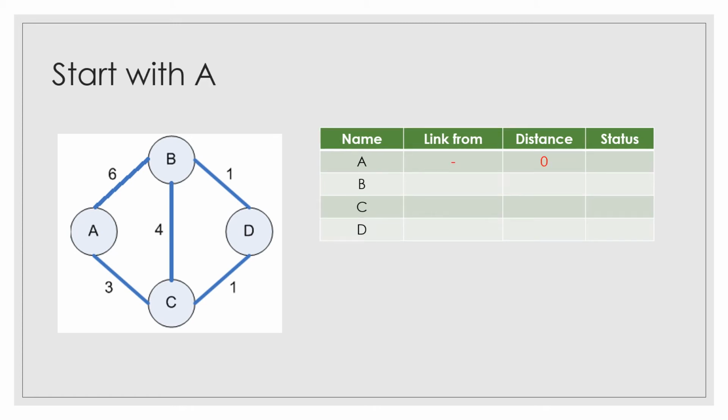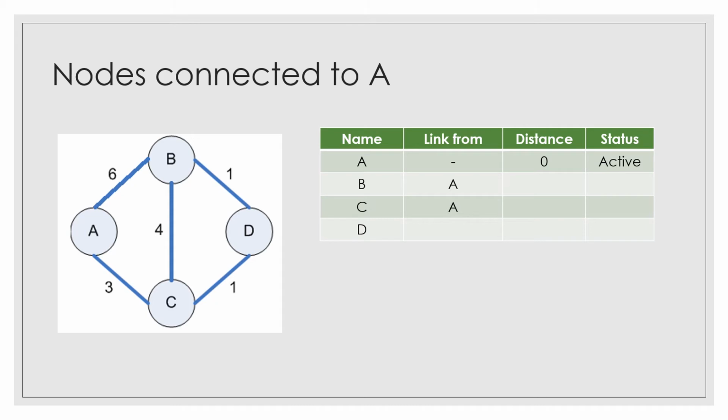Now we're trying to find the shortest route from A to B. So we always start with the start node. A is the start node, so we're not linking from any other node. And the distance from the start obviously is 0 because it is the start. And it's the active node, so we'll write active in the status column. You could use a tick or an asterisk or something, but I'm going to use the full word. So A is my active node.